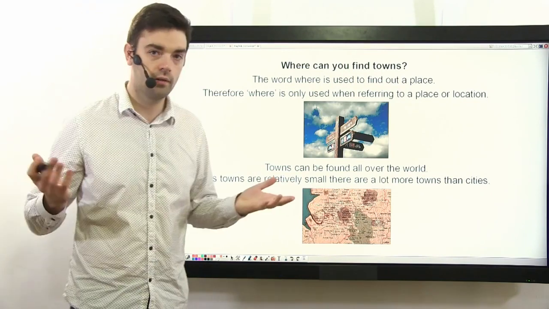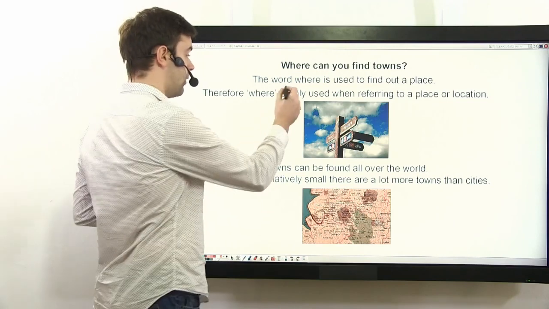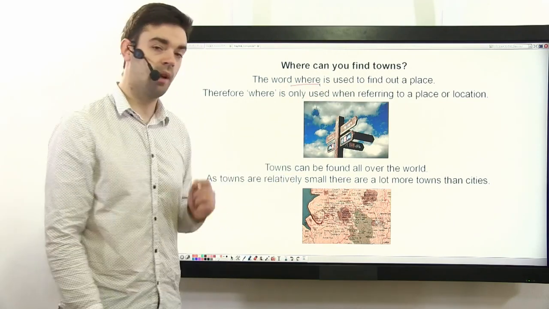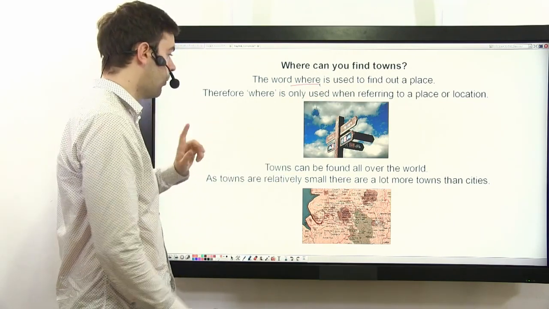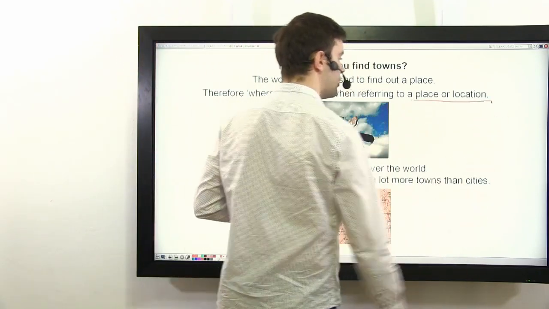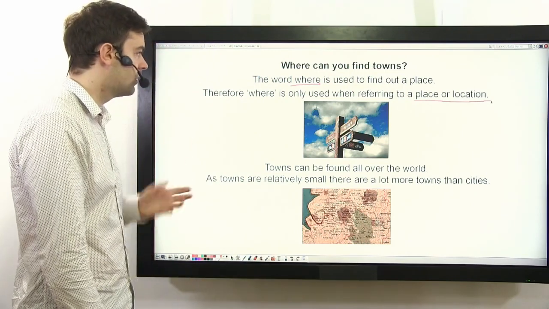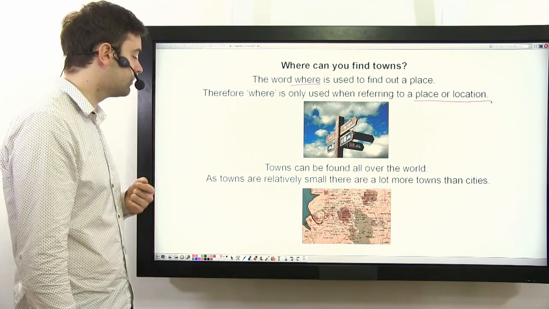So where can you find towns? Where? The word where is used to find out a place. Therefore, where is only used when referring to a place or location. So let's answer that question. Where can you find towns?